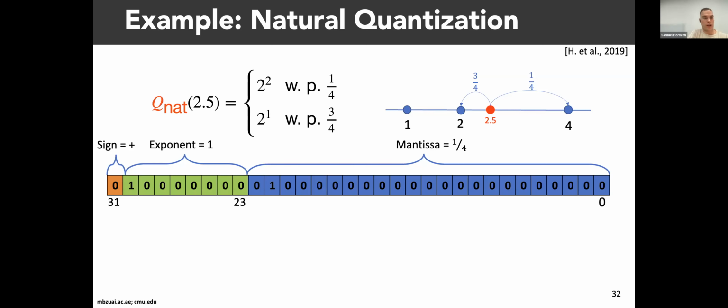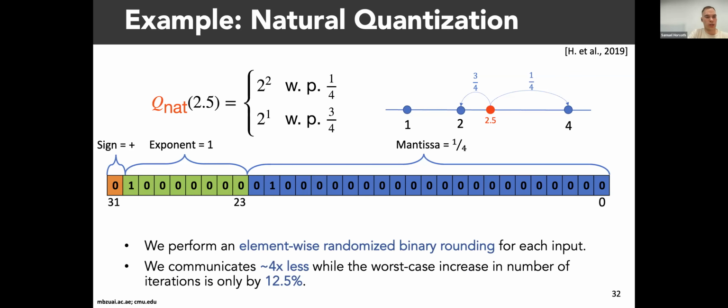What is nice about this one is that, easy to see, if you have float32, you only keep the sign and exponent, which is only 9 bits, while in the worst case you would increase the number of iterations guaranteed by theory by only 12.5%. So this goes back to what I was talking about. If communication is really the bottleneck of the system, then you get a guaranteed improvement in terms of convergence time.